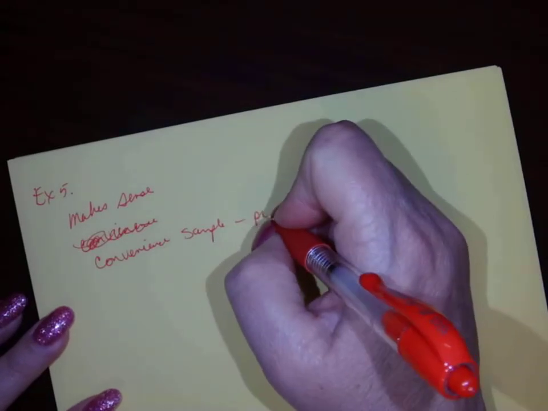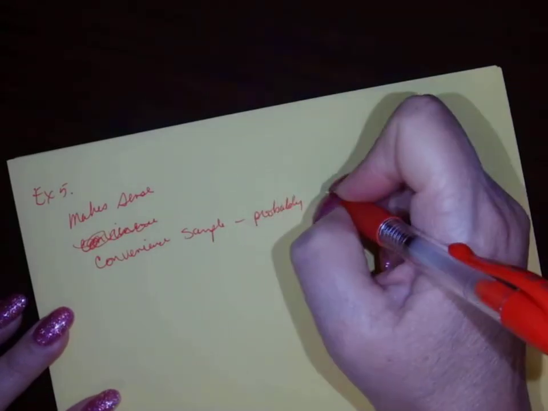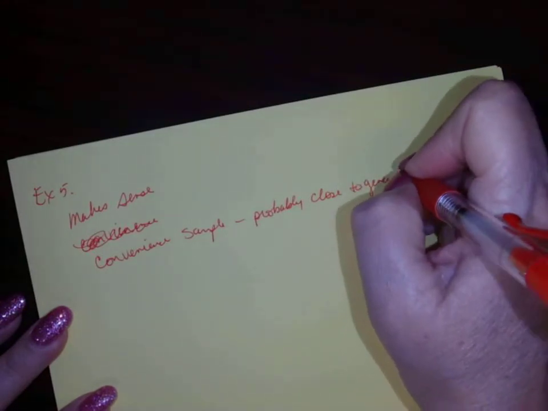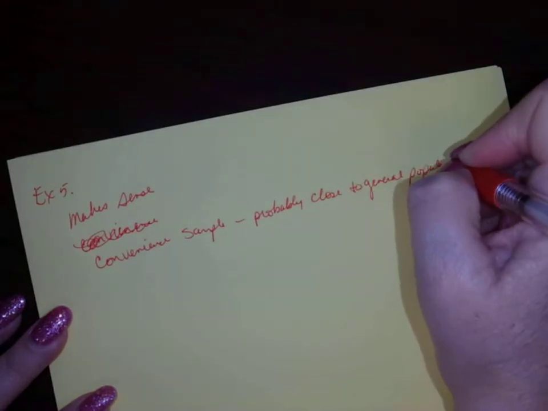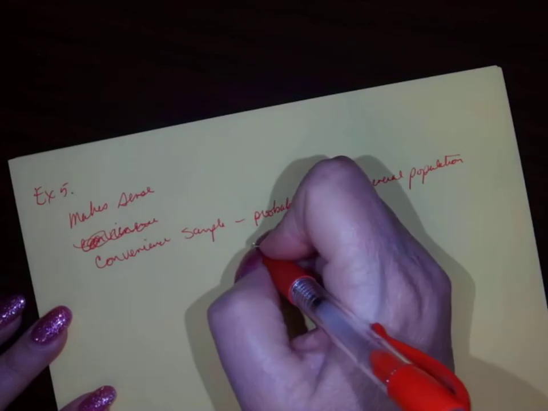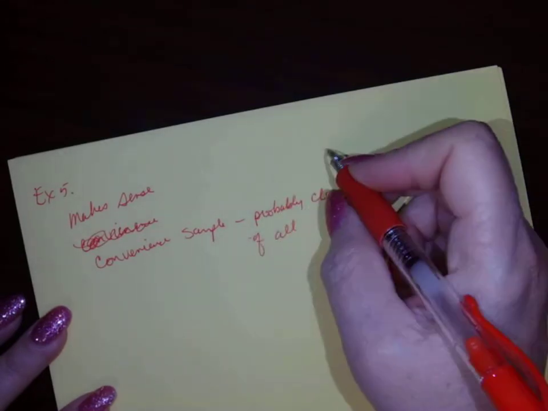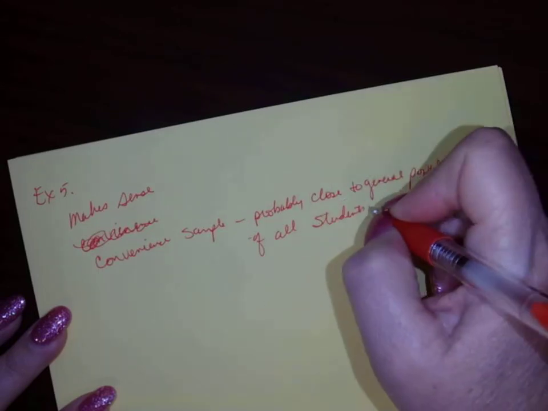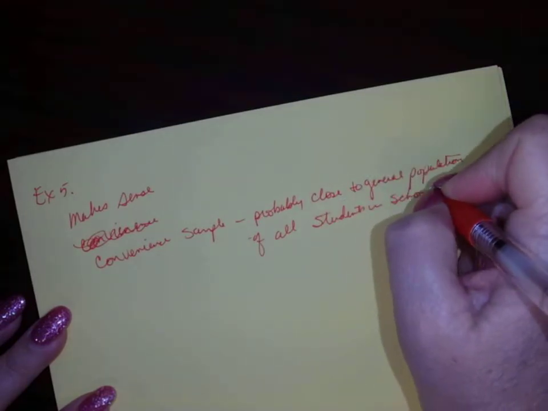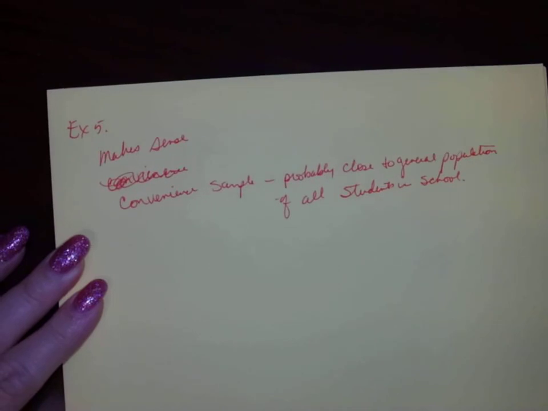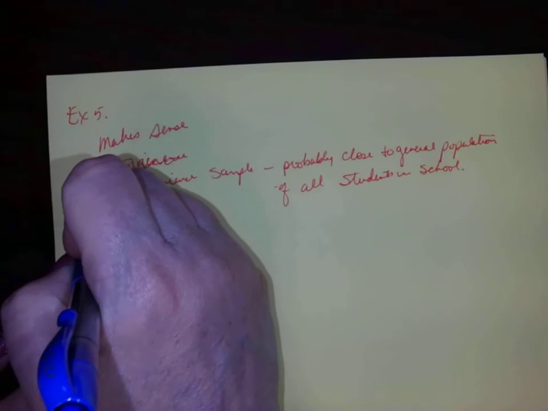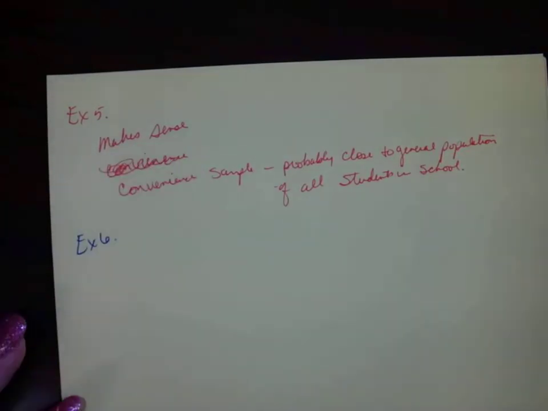So probably close to the general population of all students at school. Now, there's no guarantee, right? We could have a class that all of a sudden happens to have more left-handed people, but typically that's what we're going to see. And you've got to do the experiments to find out, right?